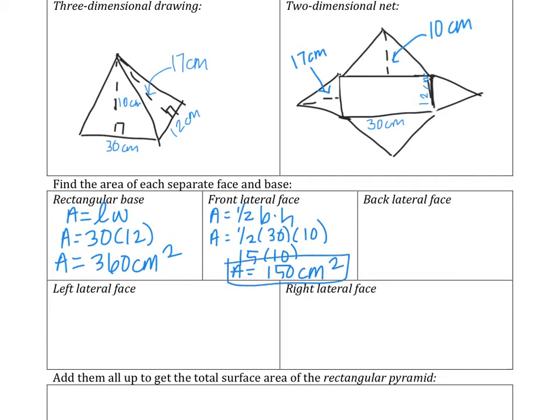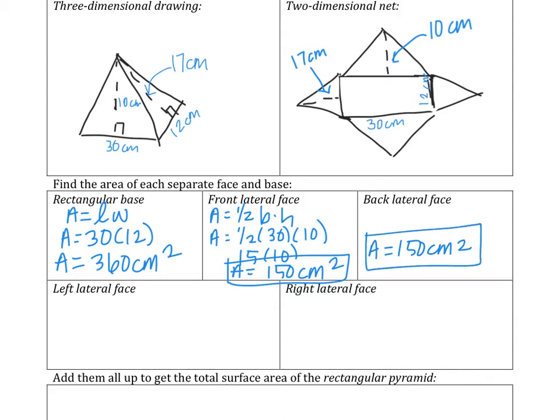Okay, and now the back lateral face is going to be the same thing, except it's the one right here in the back. So it's going to be essentially the same. So we're just going to put area equals 150 centimeters squared.